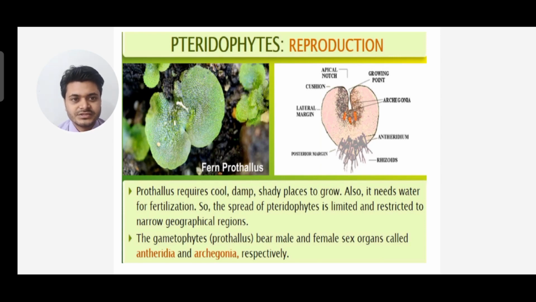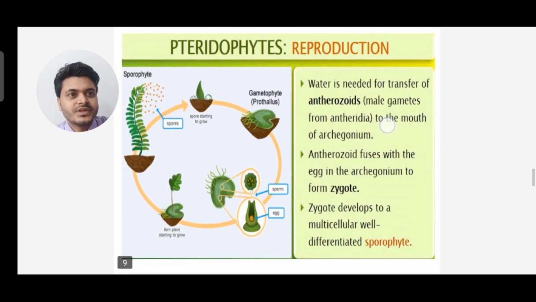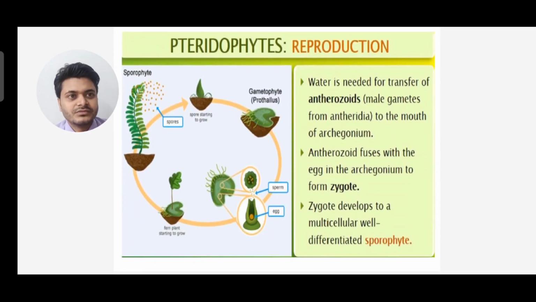The gametophyte, that is prothallus, bears male and female sex organs called antheridia and archegonia respectively. Here also it is the same as in bryophytes. Now here you can see reproduction. Water is needed for transfer of antherozoids, that is the male gametes, from the antheridium to the mouth of the archegonium, which is the female part. So the antherozoid fuses with the egg in the archegonium to form a zygote. The zygote later develops into a multicellular, well-differentiated sporophyte.